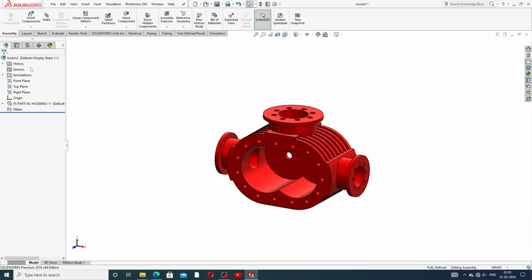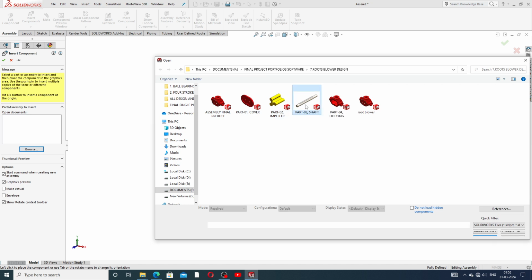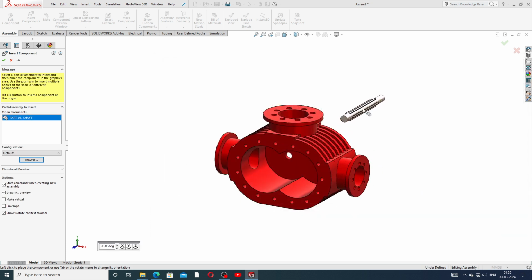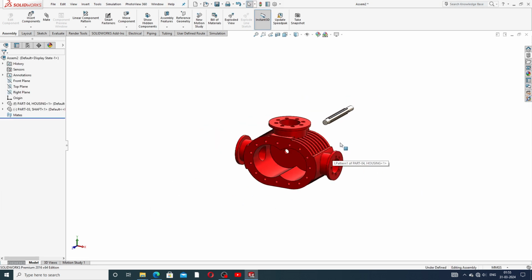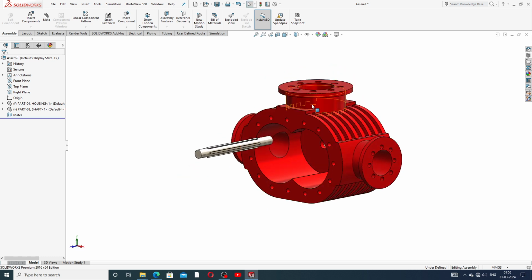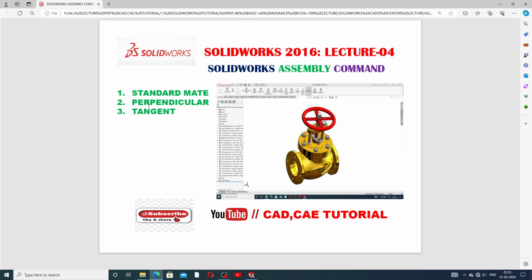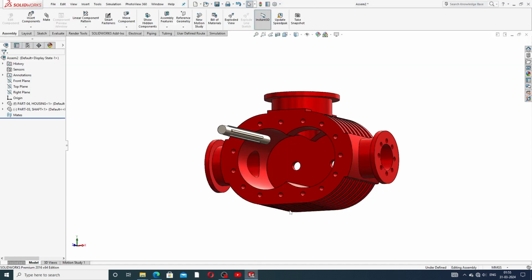And for the next part, again select this and go to this shaft. Okay, open this here. But this relation is used here. Okay, all is perfect, and the two standard mate relations here are first perpendicular and second tangent, which are discussed here.